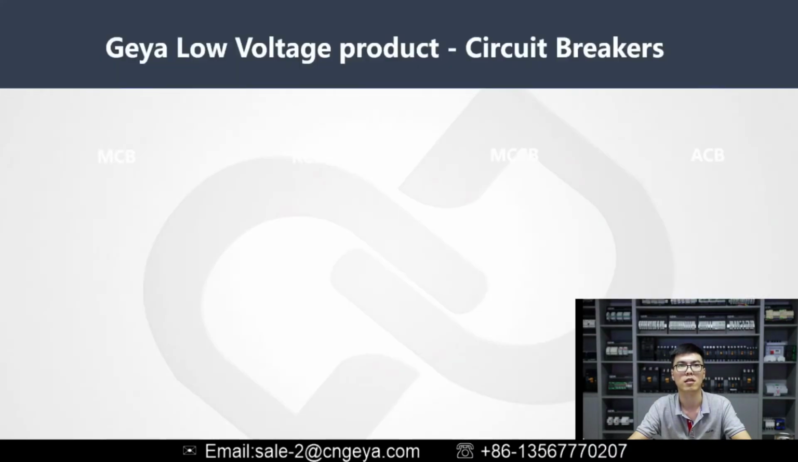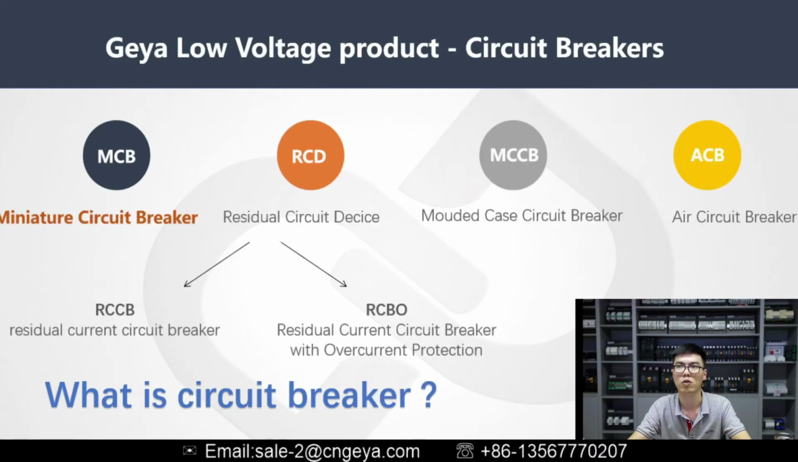Now let's start the introduction of Geya low voltage product, the circuit breakers. First, I will show you briefly a diagram about the circuit breakers. The circuit breakers can be roughly divided to MCB, RCD, MCCB, and ACB. MCB, its full name is miniature circuit breaker, and RCD is a residual current device, and MCCB is a molded case circuit breaker, and the ACB is air circuit breakers.